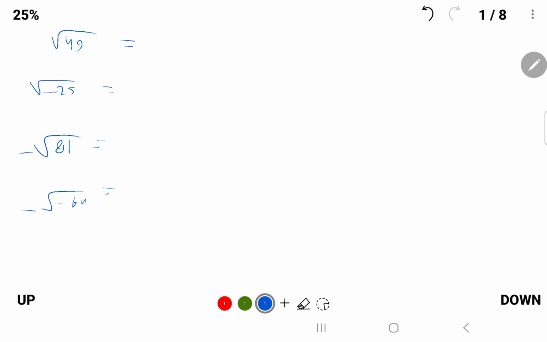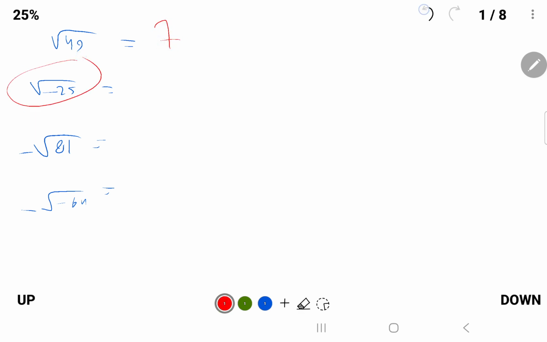Now, what is the square root of 49? What two identical numbers, when multiplied, will give you 49? We have 7 times 7 is equal to 49. So the square root of 49 is equal to 7.